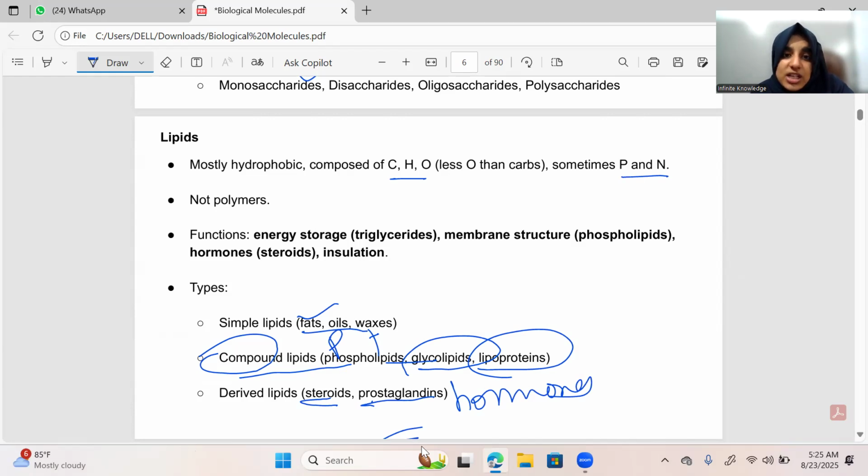Functions are energy storage in the form of triglycerides, hormones like steroids, and membrane structure, for example, phospholipids. Okay, as we know, the cell membrane is made up of phospholipids, right?